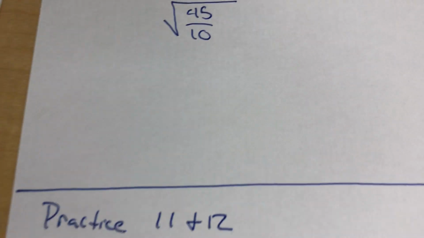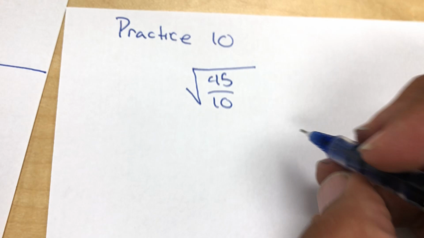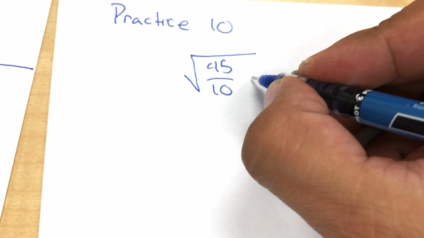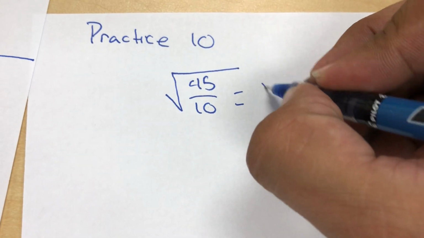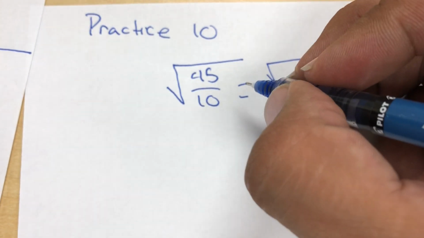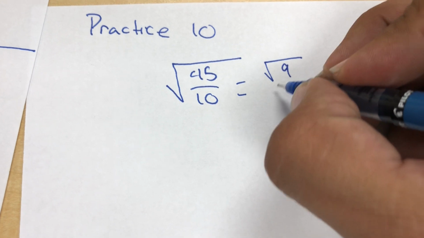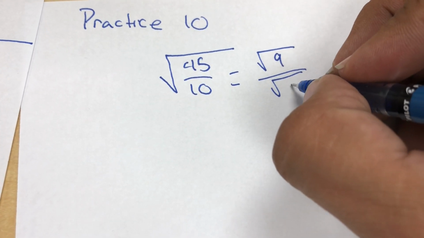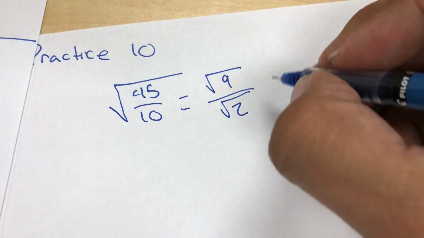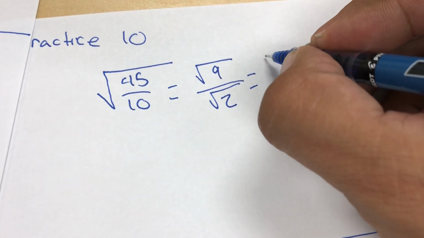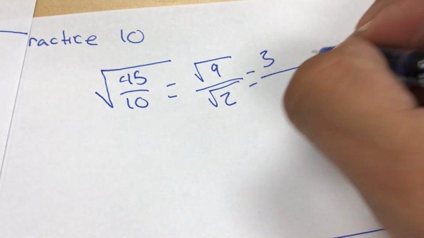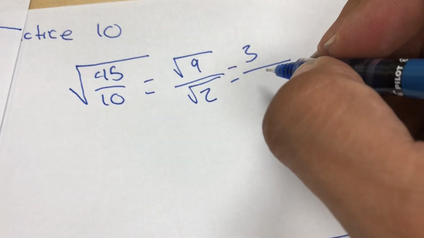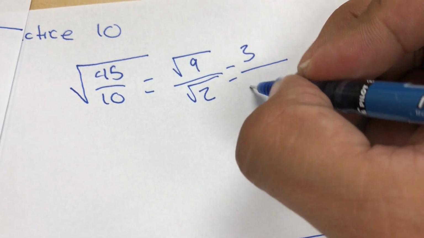Now this one here. Simplify this. Okay, I'll give you 3 minutes and go. Now when you simplify this, you're dividing both of these by 5, so you're going to get 9, and the square root of 2. All right, so this is actually just going to be 3 on the top, and the bottom is going to be square root of 2 still.